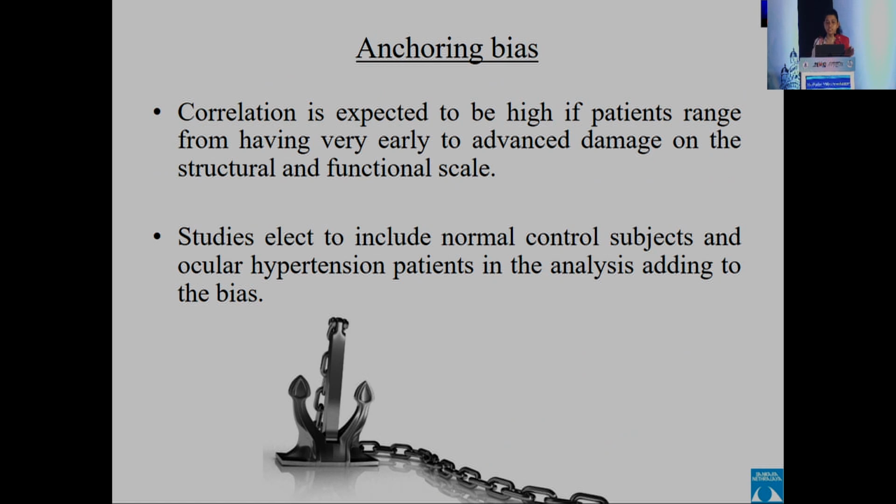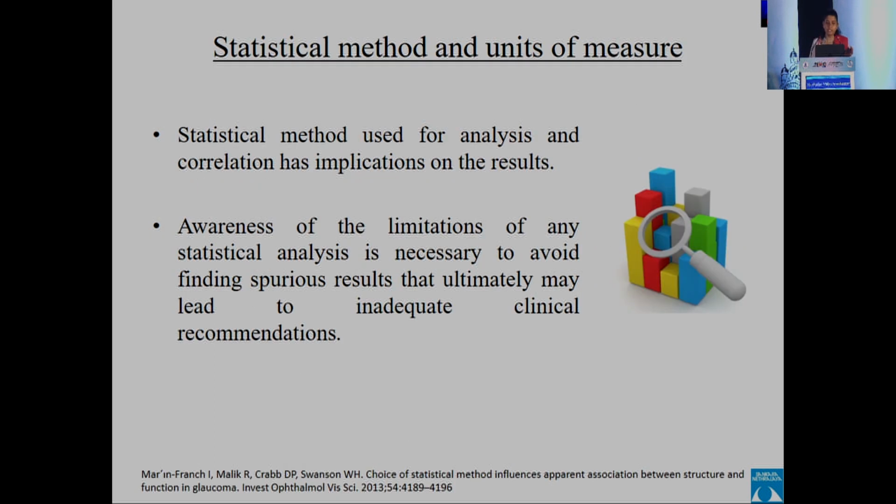There definitely exists anchoring bias in the field of glaucoma because we have a lot of data, but there is still a lot of things unknown. So studies which also elect to include normal subjects and ocular hypertension also add to the anchoring bias. Statistical methods, again, whichever method we are using has its advantages, disadvantages, and that can add to the structure function correlation and non-correlation.